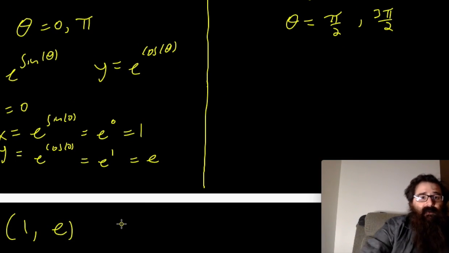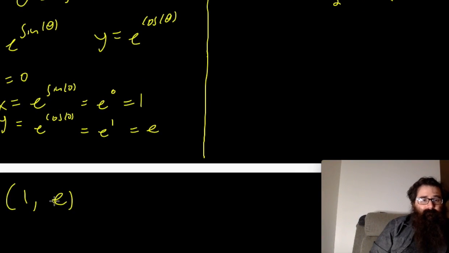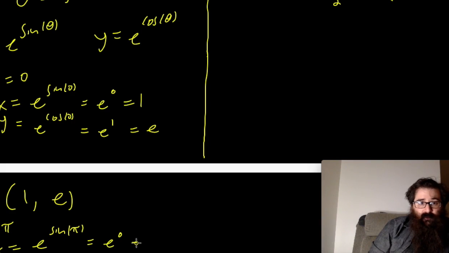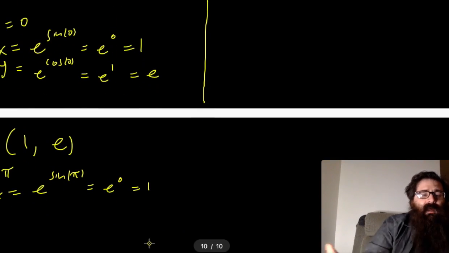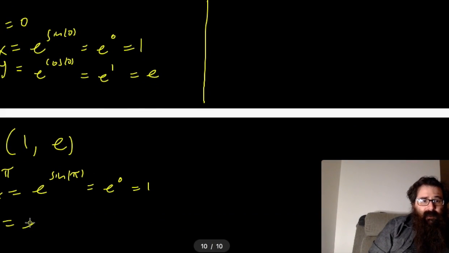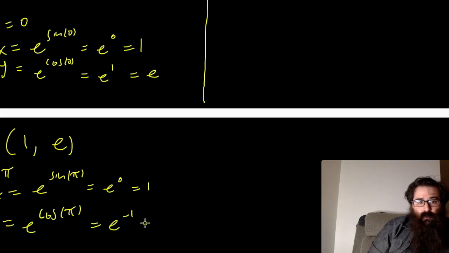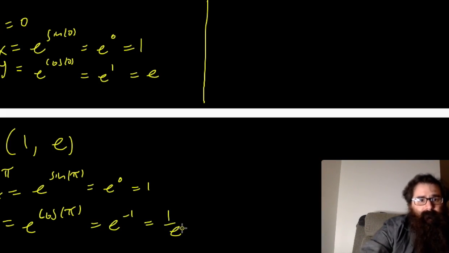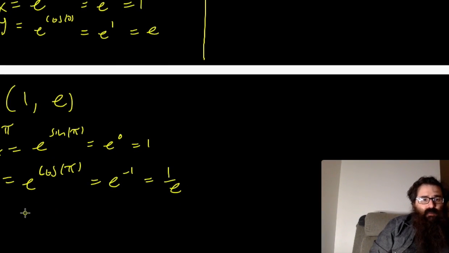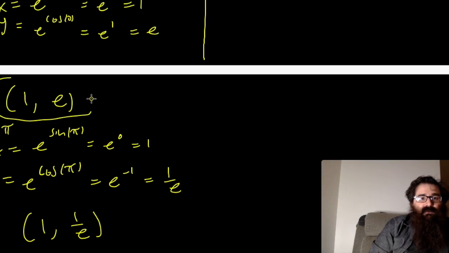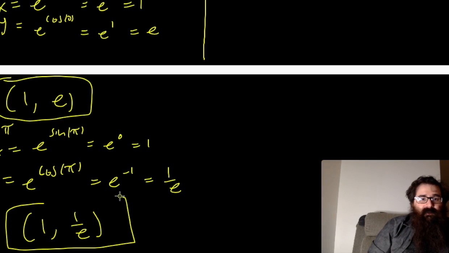And I could also take a look at when theta is pi. I get x is e to the sine of pi, which is e to the 0, which is 1. And y is e to the cosine of pi, and cosine of pi is -1, so e to the -1, which I could write as 1 over e. So I get another ordered pair, x is 1, y is 1 over e. So these would be the 2 points where the tangents are horizontal.